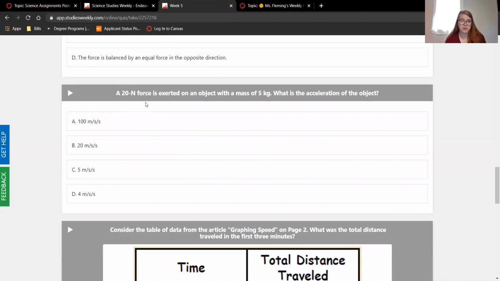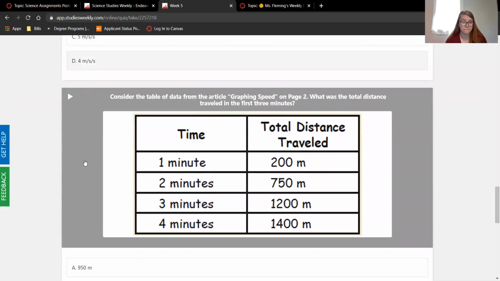Next, a 20 N force is exerted on an object with a mass of 5 kilograms. What is the acceleration of the object? A, 100 meters per second. I don't know what the second S is. B, 20, C, 5, or D, 4.